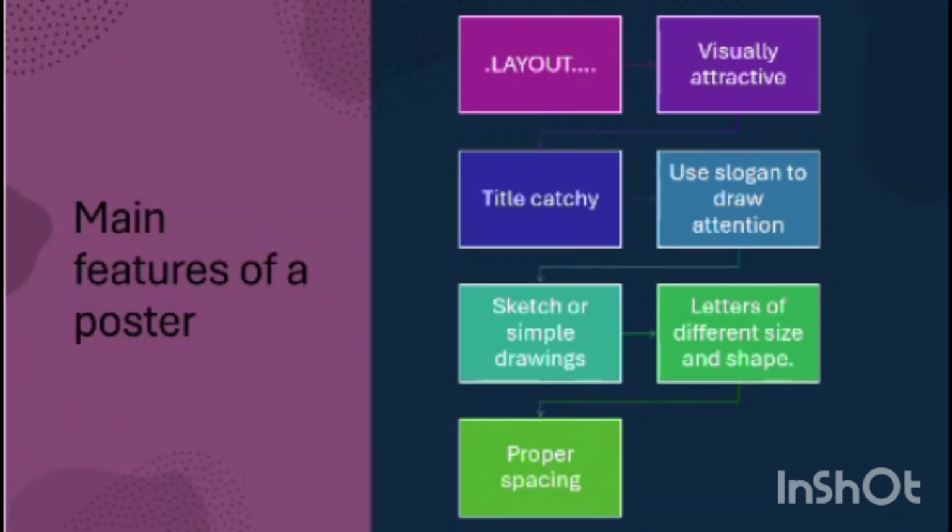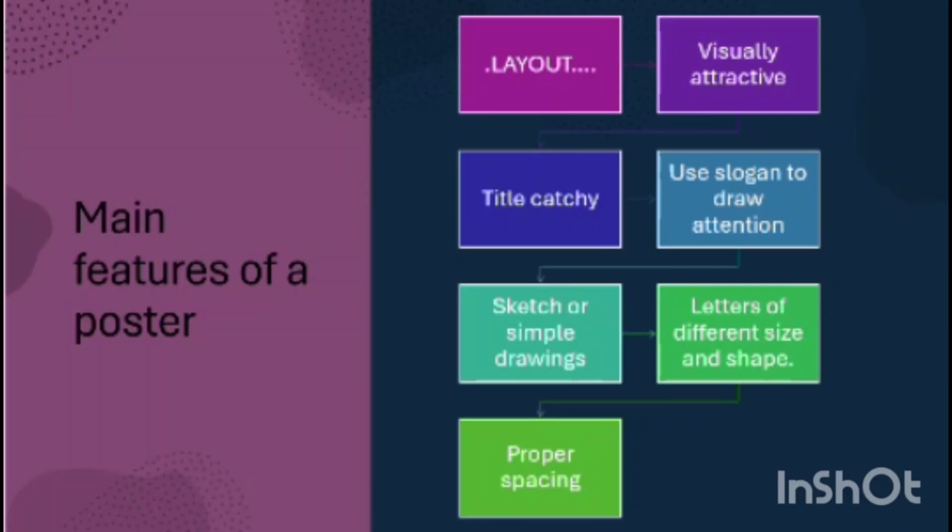So in the last slide we discussed how to draft a poster. Then while you're drafting, what are the things that you should take care of? The first part that you should take care of is purely based on its layout. It should be visually attractive and the title should be catchy. Use a slogan to draw attention. Kindly use sketch or simple drawings while you're making a poster. Then letters of different size and shape you can use, then proper spacing. So these are the things that you should take care of, especially when you are preparing a poster. Okay, so main features of a poster, so that will bring it into full fruition.